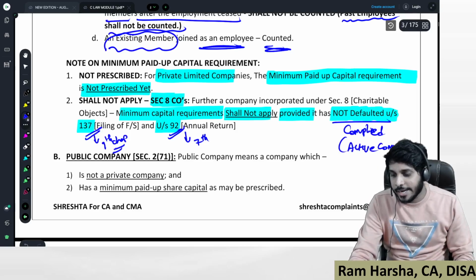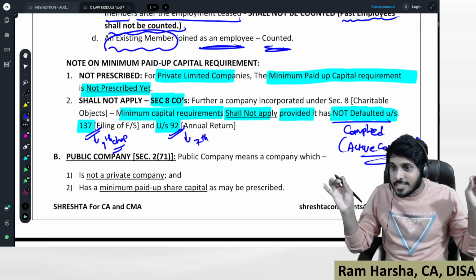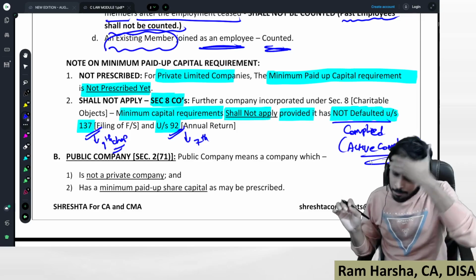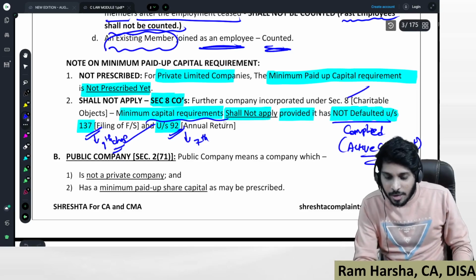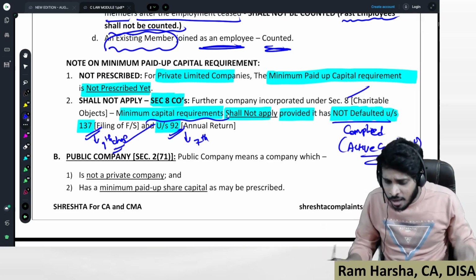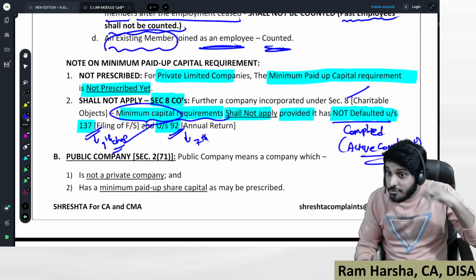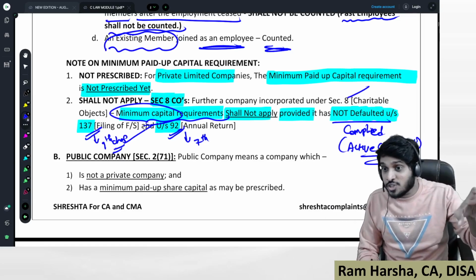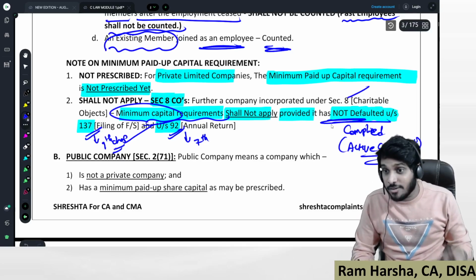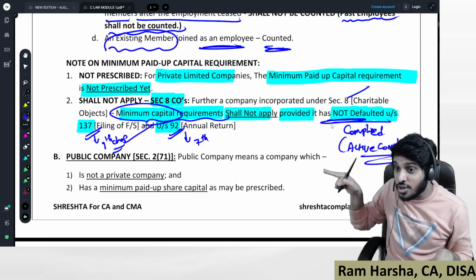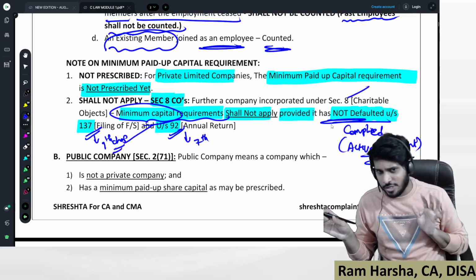We actually call this active compliant. Active compliant means a company which always complies with law, which always complies with these two sections. Only then is the capital requirement not applicable. By the way, is there any minimum capital requirement prescribed till date? Zero. Even if in future a minimum of 5 lakhs is prescribed, it is not considered for a Section 8 company, provided it has not defaulted under 137, filing of financials, and 92, annual return.